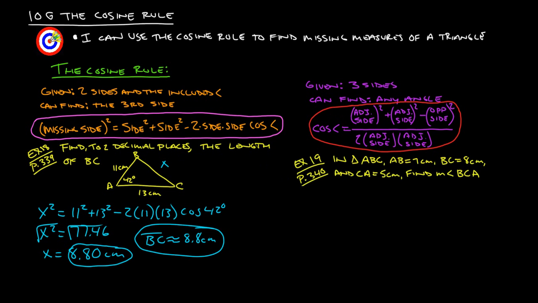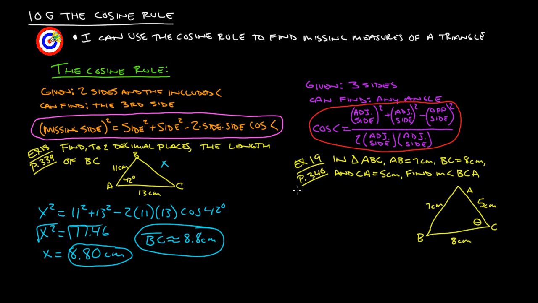For example, example 19: in triangle ABC, AB equals 7 centimeters, BC is 8 centimeters, and CA is 5 centimeters. Find the measure of angle BCA. Here's what the picture of that looks like. AB is 7 centimeters, BC is 8 centimeters, and CA is 5 centimeters. Find the measure of angle BCA. So we want this one here.